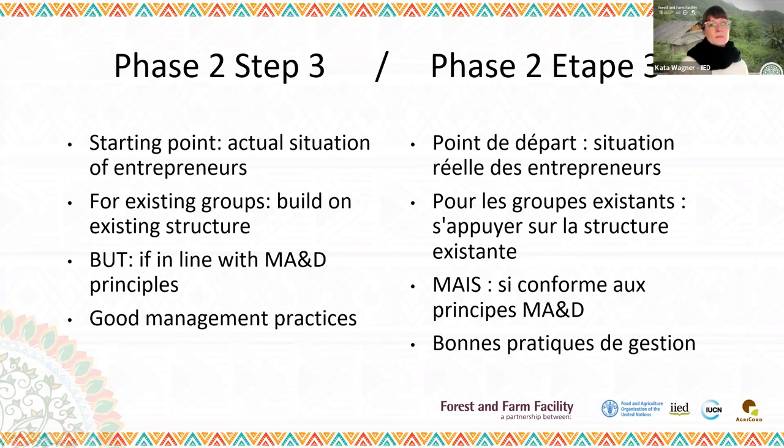So for existing groups, the facilitator should help them determine whether their current situation is appropriate for the enterprise they want to establish. And of course, for existing groups, it's advisable to build upon the existing structures as long as its purpose is in line with the MA&D principle of economic empowerment in a positive social context. So the role of the facilitator is to help entrepreneurs assess whether their current organization meets those requirements of an enterprise group and whether it has good management practices.